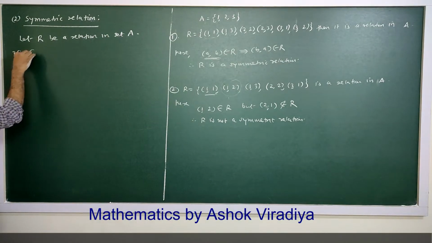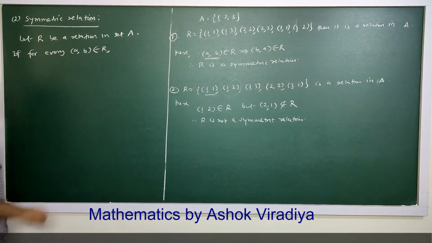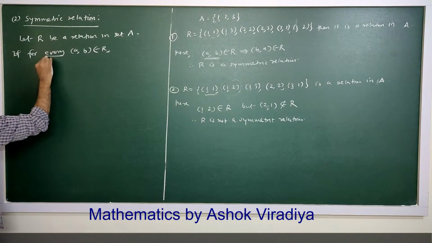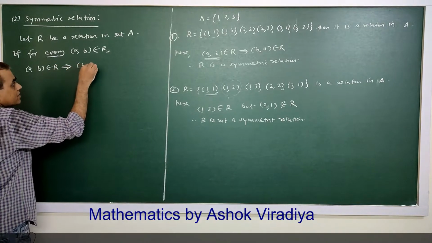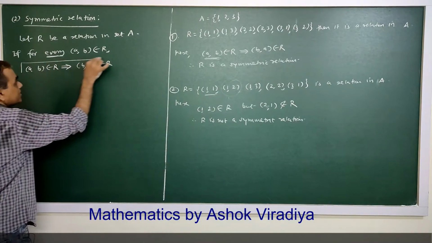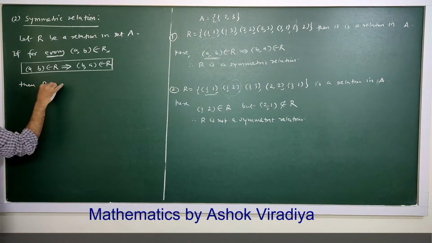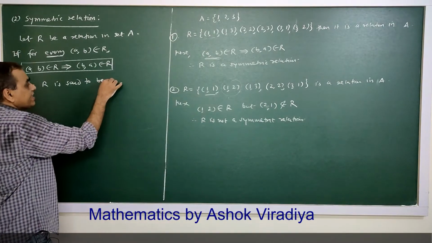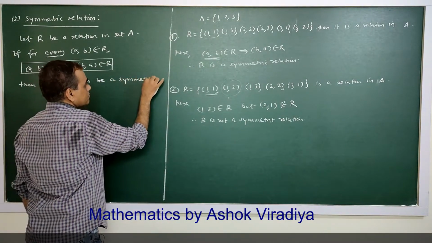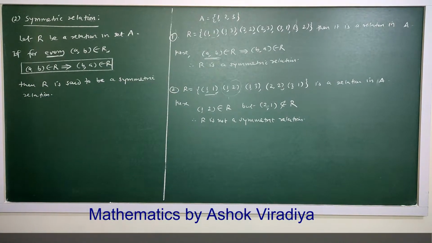If for every (a, b) belonging to R, check for every ordered pair in R, (a, b) belonging to R implies (b, a) belonging to R. If this condition is satisfied, then the given relation R is said to be a symmetric relation. So this is the meaning of symmetric relation.